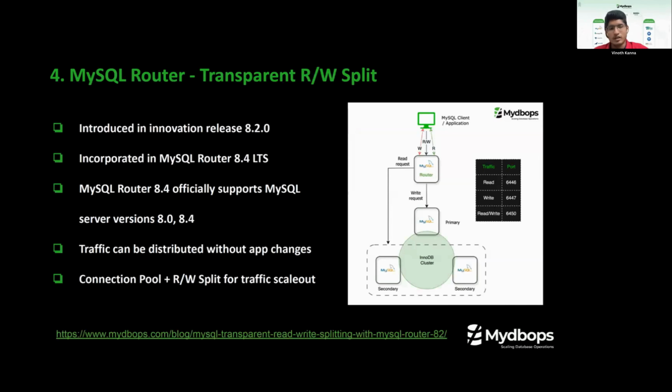And one of the key features of MySQL Router is its connection pool. Even though there are many connections that are going to be spawned from the application, it intelligently pools the connections in the backend, thereby reducing the load it takes to create multiple connections and closures. So combining this connection pool and the transparent read-write split will help your application to scale out and distribute your traffic.